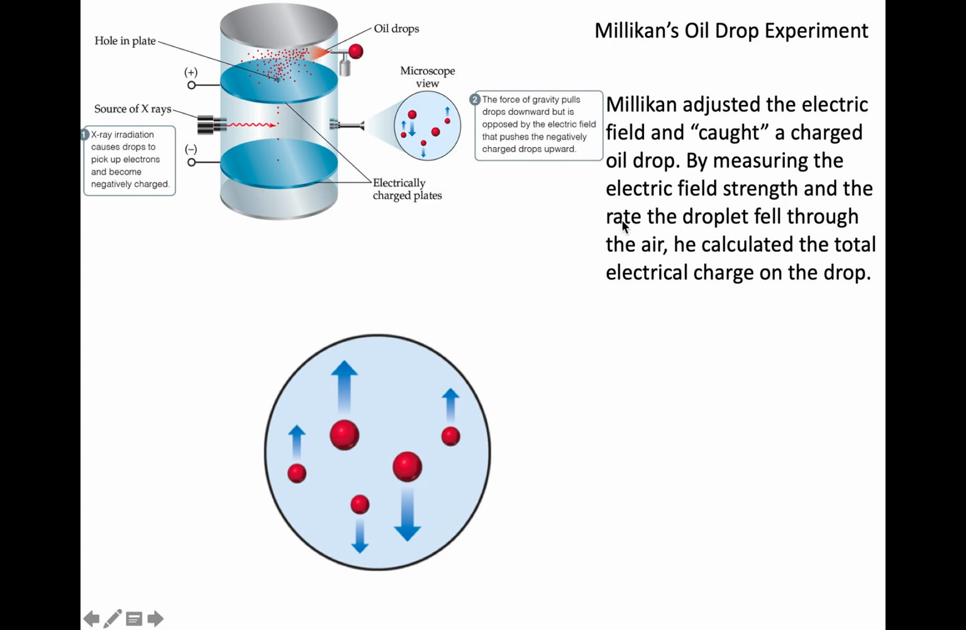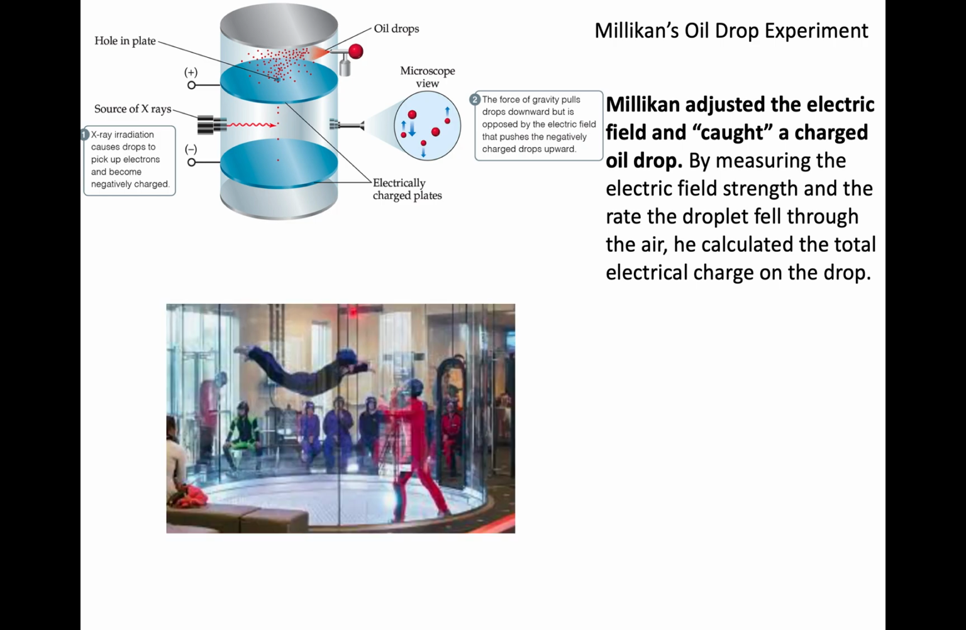Okay, how did that work? What does it mean to catch some drops and not other ones? Millikan adjusted the electric field and caught a charged drop. This is one way to think about it.